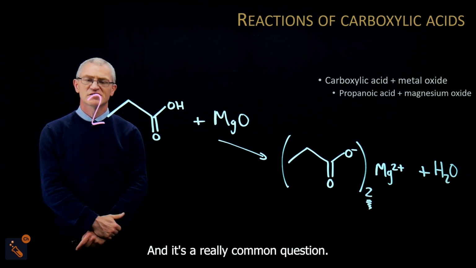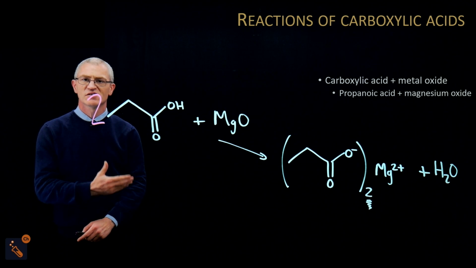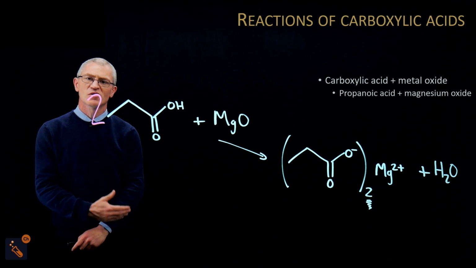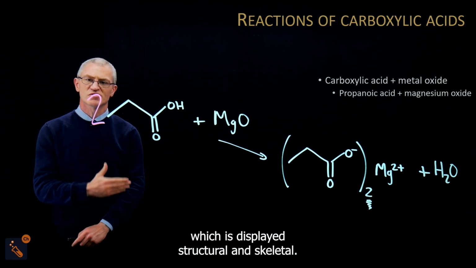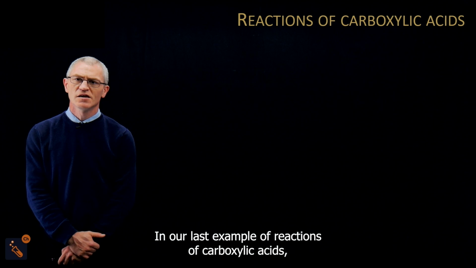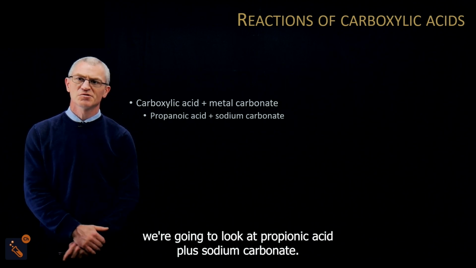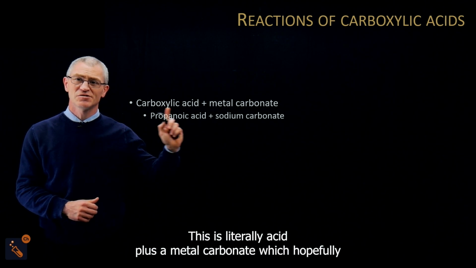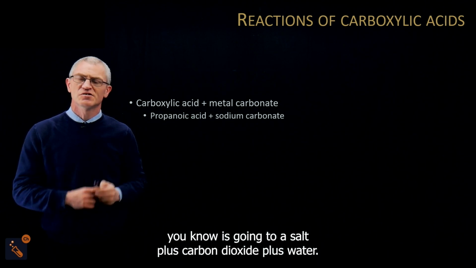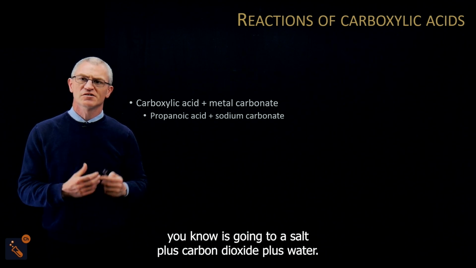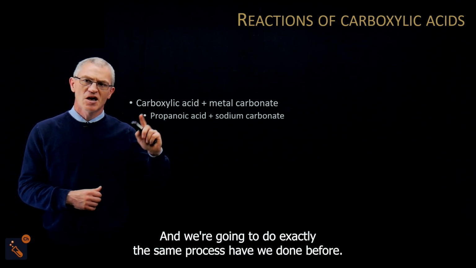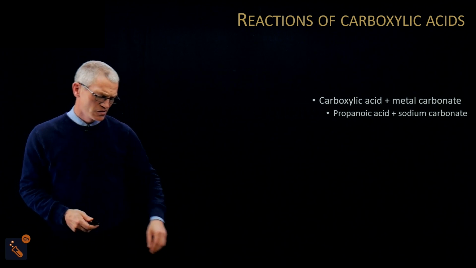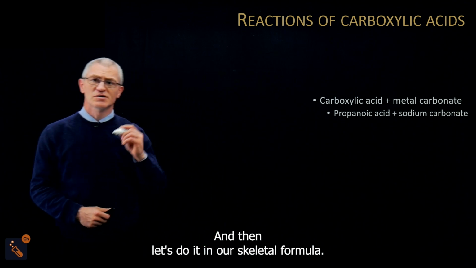And it's a really common question, and now we've done it in 3 different types of formula, which is displayed, structural and skeletal. In our last example of reactions of carboxylic acids, we're going to look at propanoic acid plus sodium carbonate. This is literally an acid plus a metal carbonate, which hopefully you'll know is going to a salt plus carbon dioxide plus water. And we're going to do exactly the same process as we've done before. So let's move this over to the side. Okay, and then let's do it in our skeletal formula.